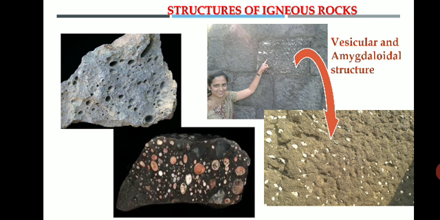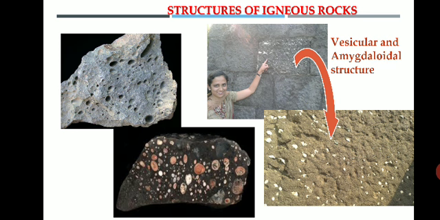They are classified as large scale features, as well as very minute microscopic features. Those are called textures. If it is microscopic, we use the word texture, but structures are usually the large scale or megascopic features. The structures of igneous rocks are broadly classified into two types: primary structures and secondary structures.